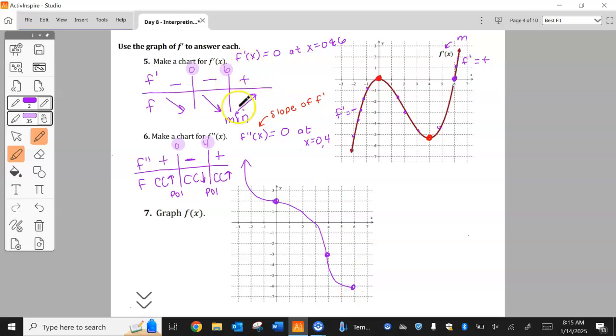And then after 6, this is the only place that I'm increasing. So now I need to start going up. And I'm still concave up because 6 would be over here. And there is your graph of f of x.